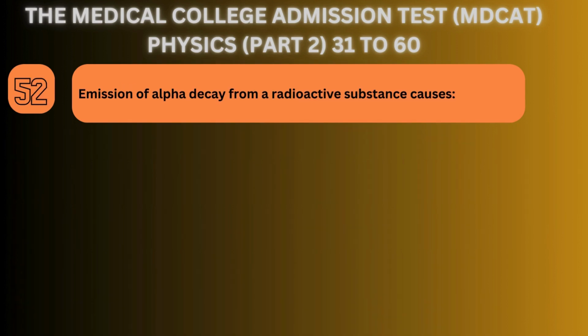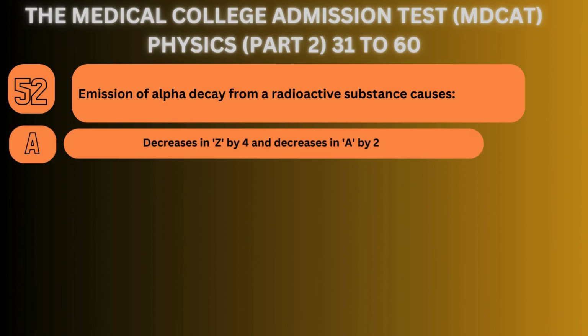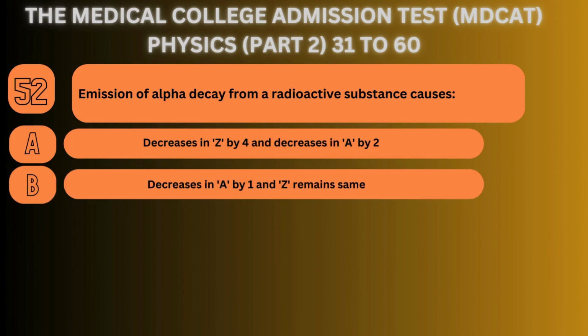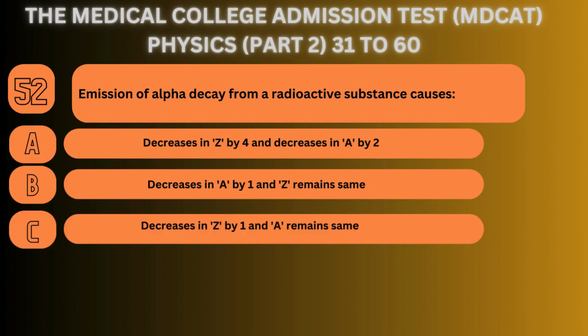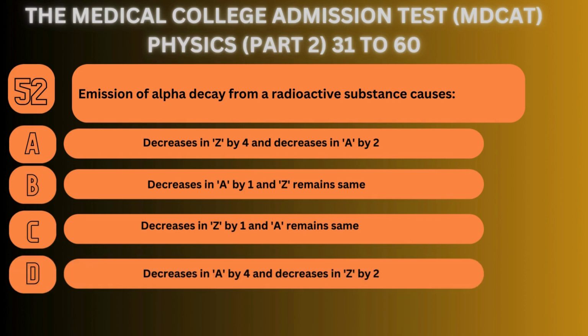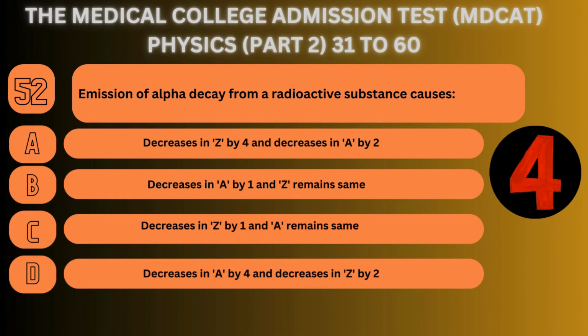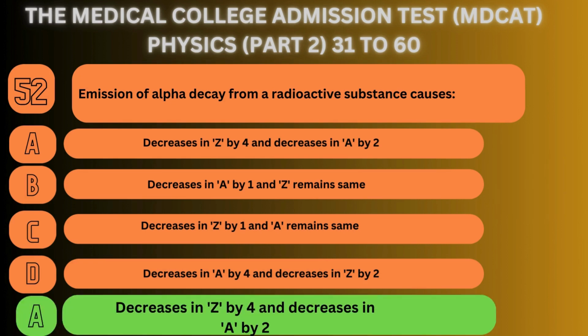Question number 52. Emission of alpha decay from a radioactive substance causes? Option A, decrease in Z by 4 and decrease in A by 2. Option B, decrease in A by 1 and Z remains same. Option C, decrease in Z by 1 and A remains same. Option D, decrease in A by 4 and decrease in Z by 2. 5, 4, 3, 2, 1. Correct option is A, decrease in Z by 4 and decrease in A by 2.